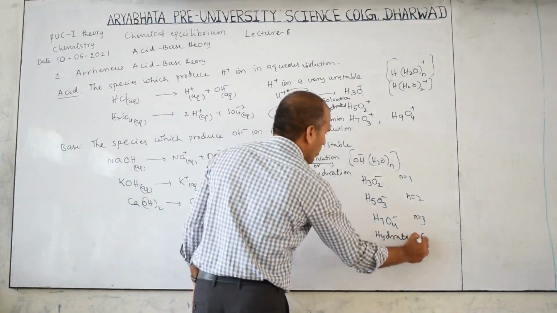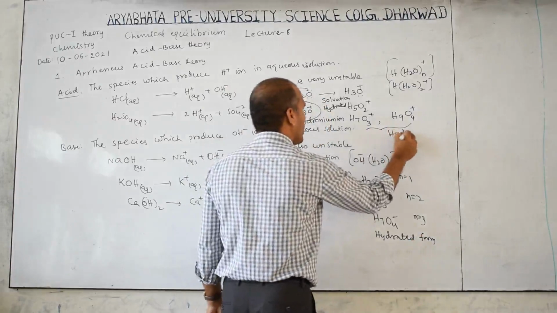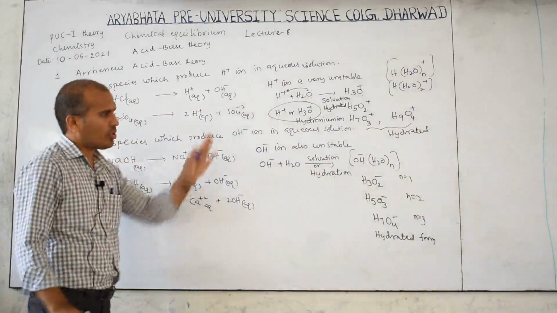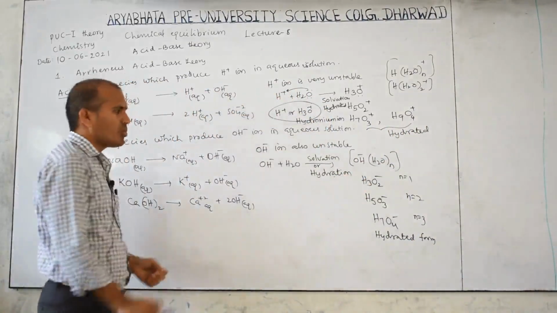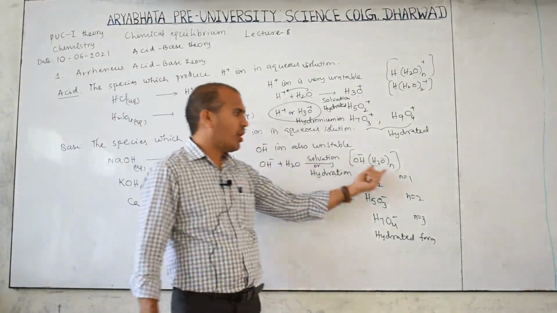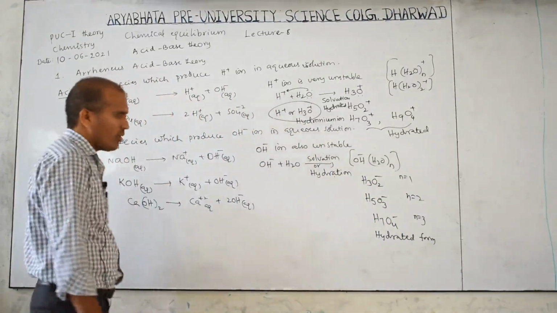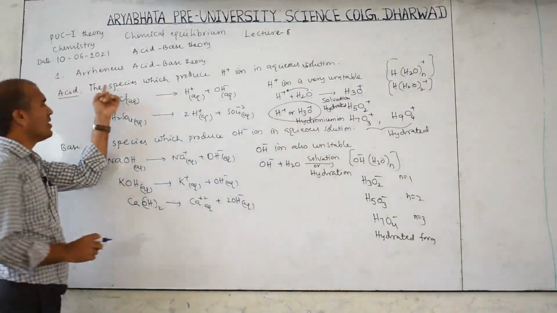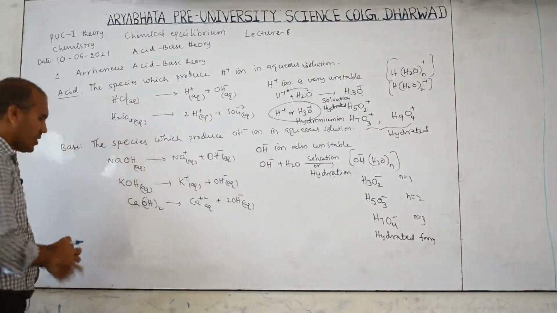Hydrated form. It means water molecules surround a particular positively charged ion and negatively charged ion. You have to remember this form, 1, 2, 3, put, then you will get this type of molecule, ionic form. So we now know what is the acid and what is the base according to Arrhenius theory.